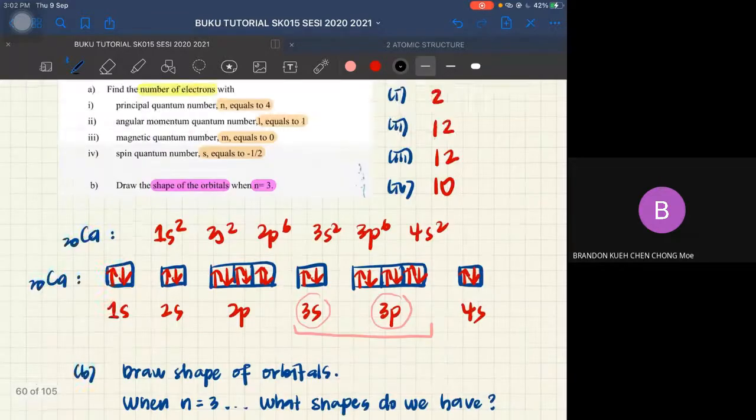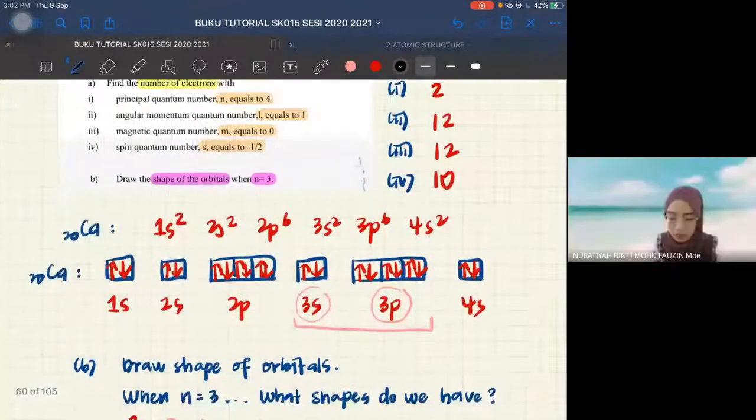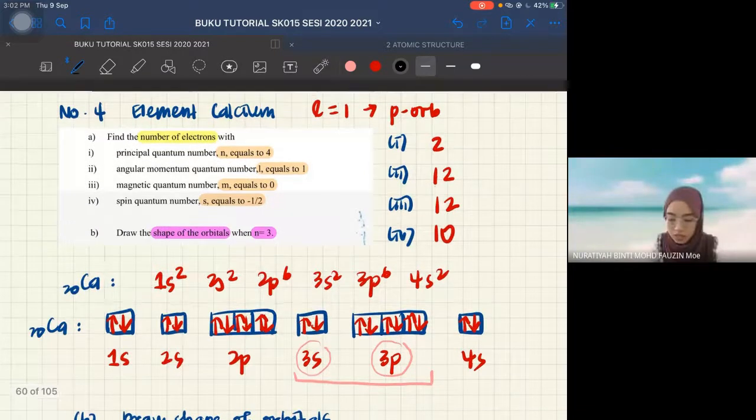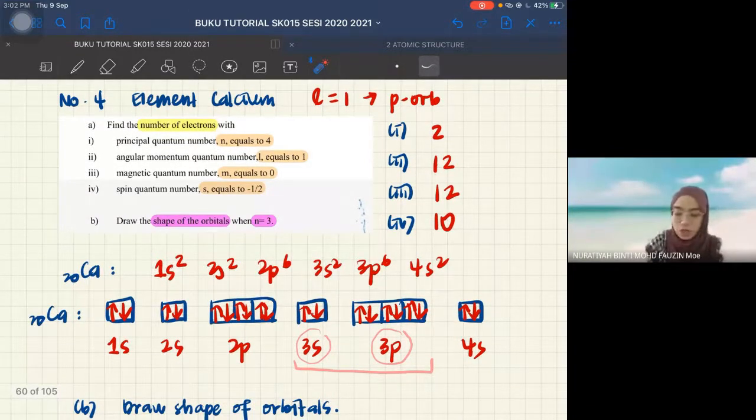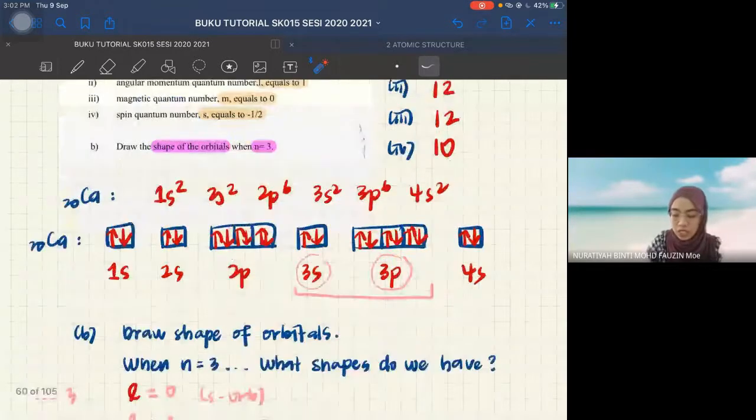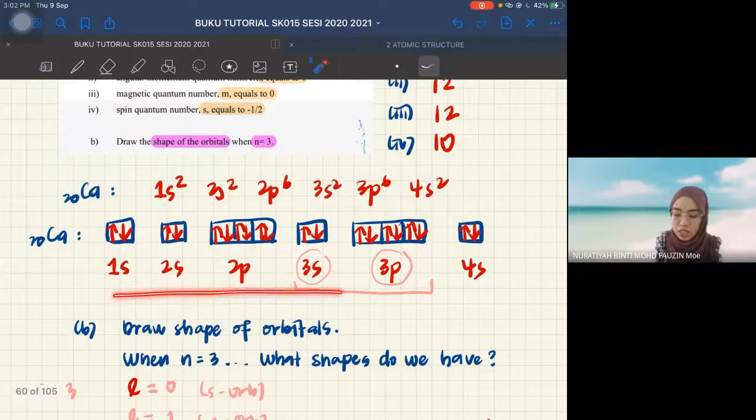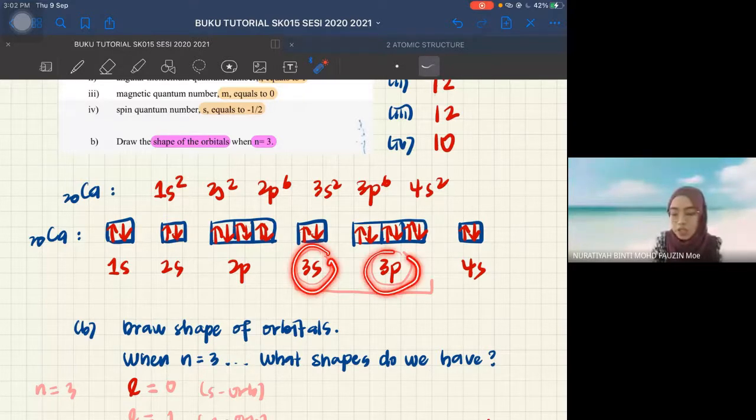Why for this one don't we have 3d orbitals? Because we are referring to calcium's number of electrons. There are only 20. So when you fill in your electrons here, you are only filling in your 3s and 3p orbitals. There are not enough electrons to fill in the 3d. If you had one more electron, then the 3d would have to be filled in. Do you understand? Don't we have to fill in 3d before 4s?